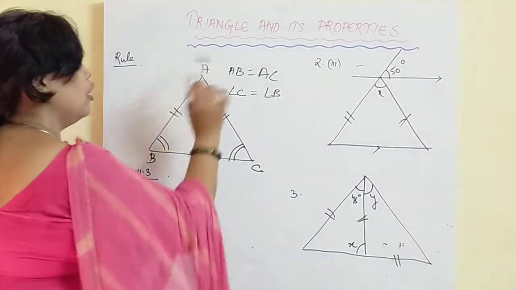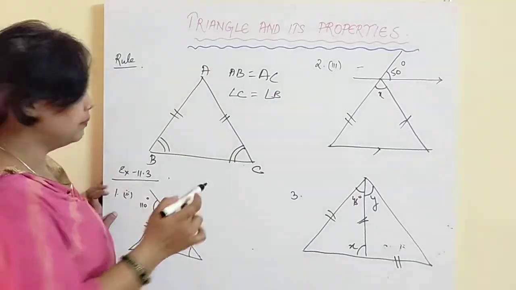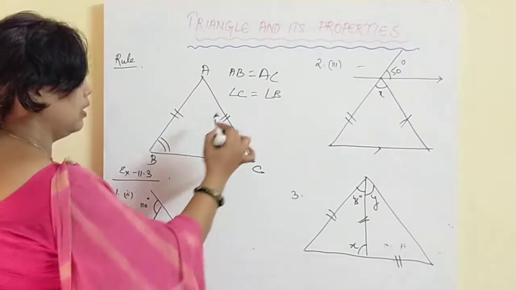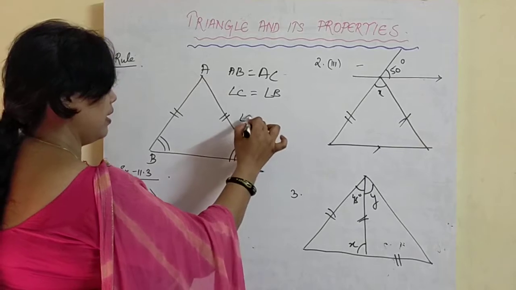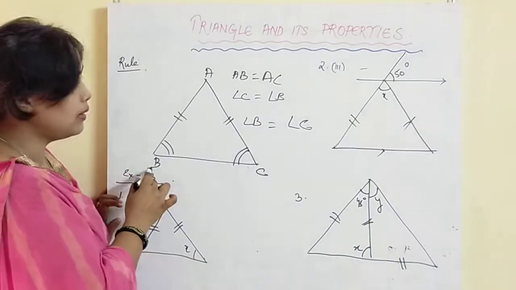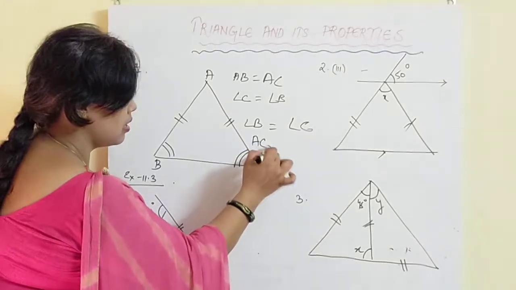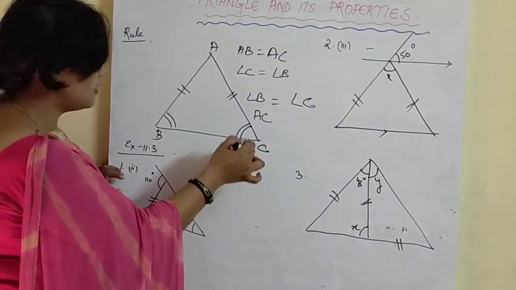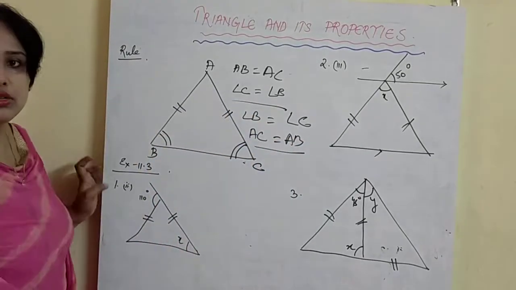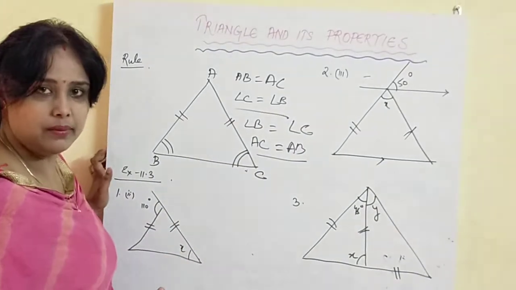Rule number 1. Rule number 2 is just the contrary. That is, sides opposite to the equal angles are equal. Here you see, if it is given angle B is equal to angle C, then what is the side opposite to angle B? AC. And what is the side opposite to angle C? AB. AC is equal to AB. Following these two statements, we will do the sums.